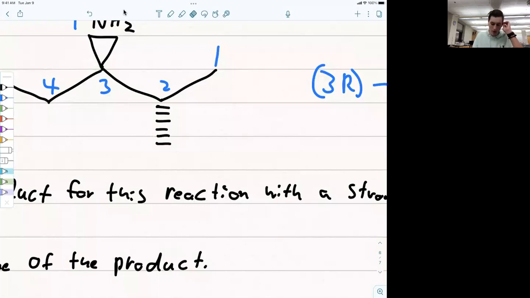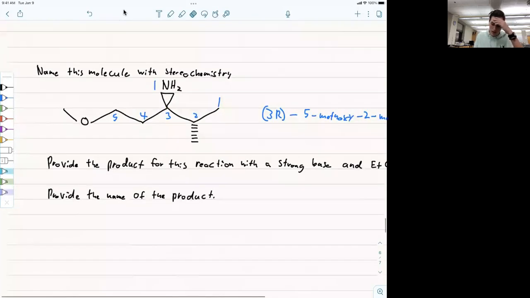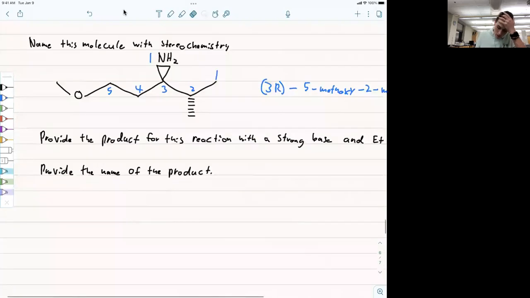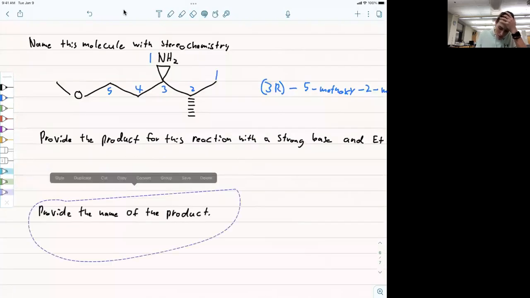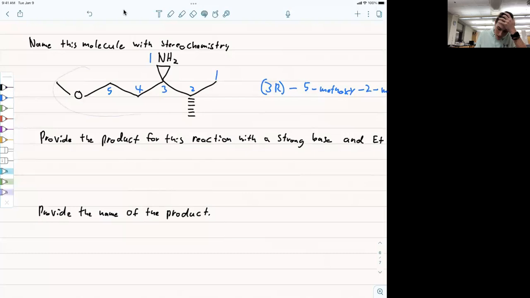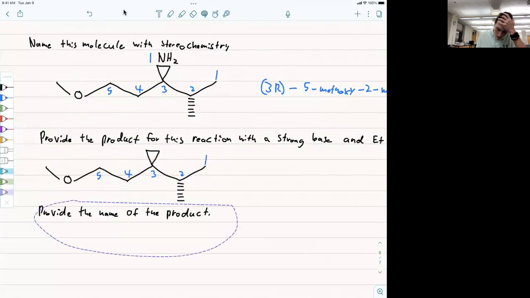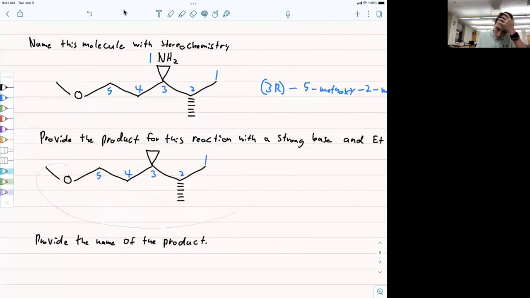The next thing we're doing is reacting this with a strong base and then ethoxy. So what a strong base will do to this structure is actually take one of the hydrogens, making that nitrogen negative.